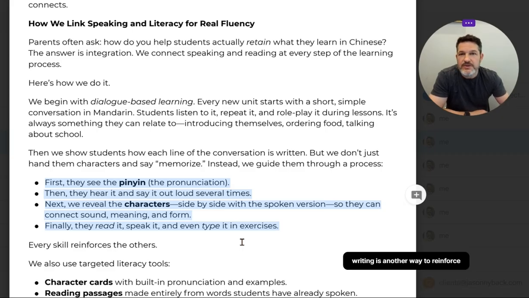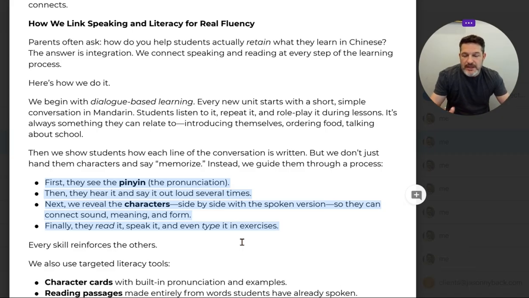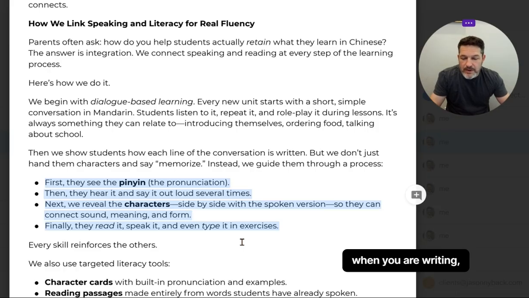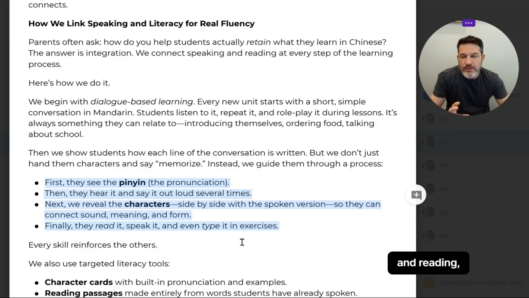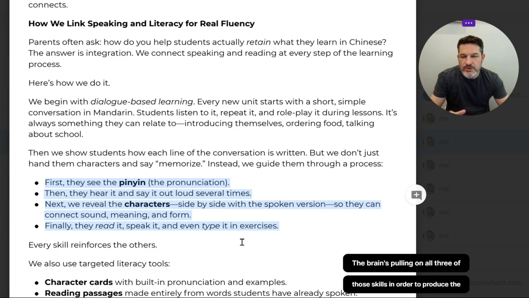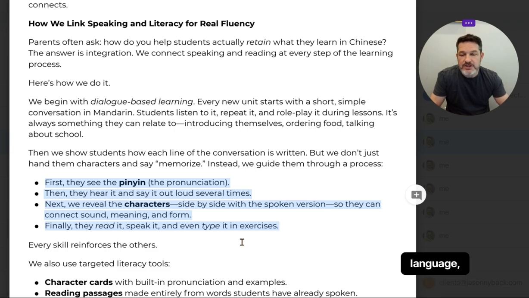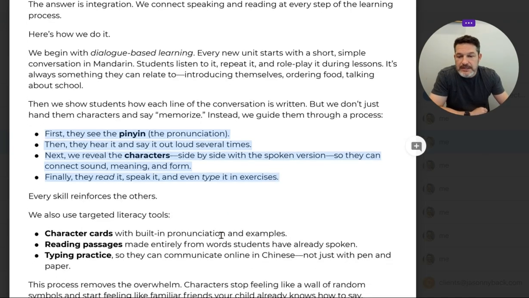Writing is another way to reinforce that language learning so that when you are writing, speaking, and reading, they're all three working together. The brain's pulling all three of those skills in order to produce the language, and that's going to speed up your fluency.